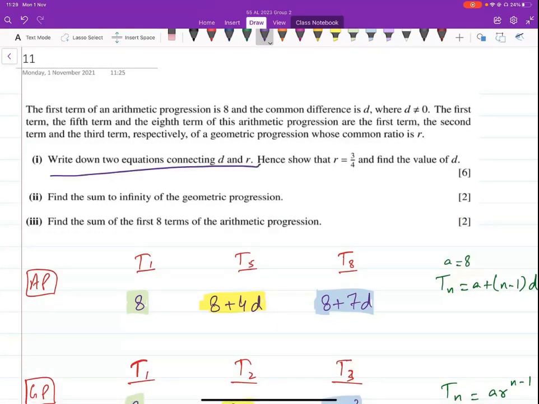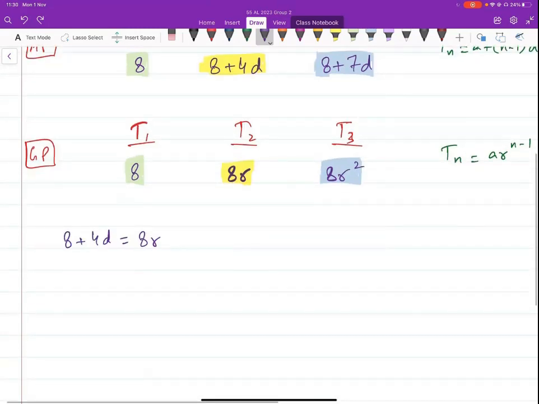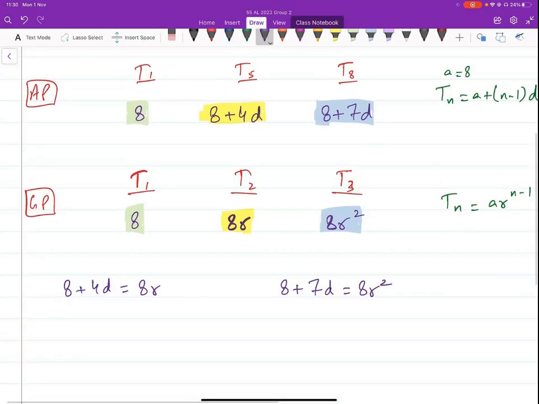So I have to write down two equations connecting d and r. So that's what we're doing. We have one equation here: 8 plus 4d equals 8r. Similarly, we can form another equation that's 8 plus 7d equals 8r squared, because the 8th term of the AP had to be the same as the third term of the GP. Okay, so we equate those here as well.